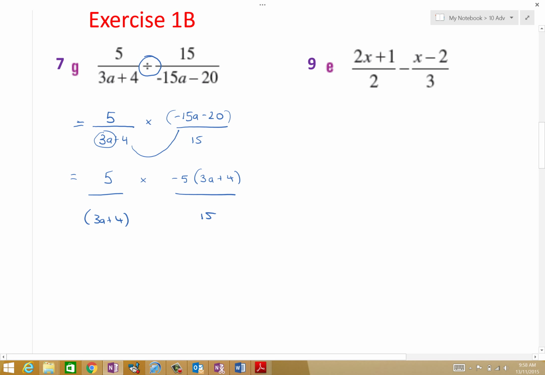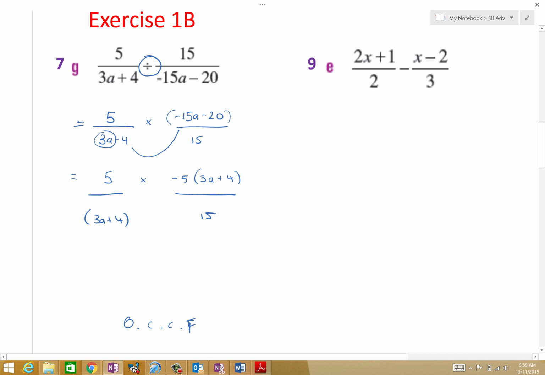only cancel common factors. Did you have a question? I was just saying, instead of factorising it, could you just know that 3a plus 4 goes into negative 15a minus 20 negative 5 times? Is that wrong? Well, yeah, but you've got to show your working. You've got to factorise. Okay.